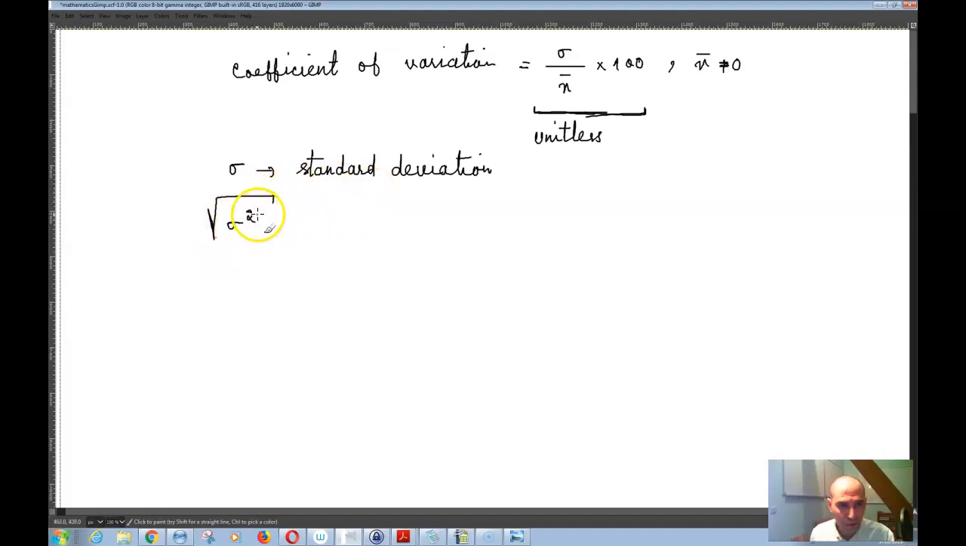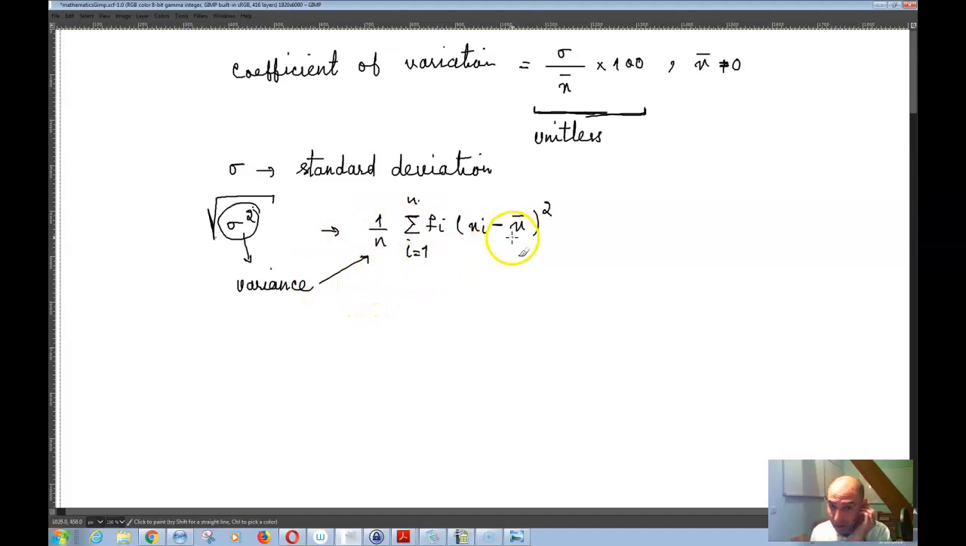Sigma squared is the general formula for what is nothing but variance. So variance is 1 over n, the sum of f of i times x of i minus x bar, whole squared, as i goes from 1 to n. As you can see, the unit here is variance, so you're taking whatever unit you have.